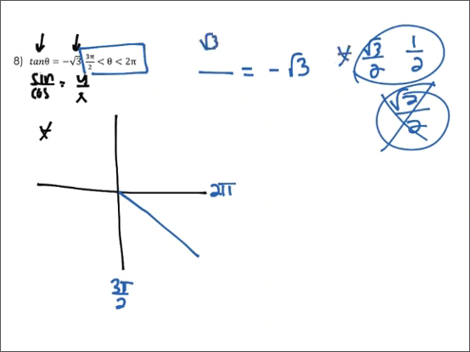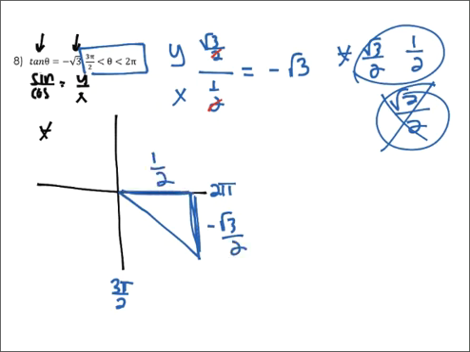So I've got radical 3 over 2 and 1/2. Those 2's cross out, so then I get radical 3. But I know I need it to be negative. So I need my y value to be radical 3 over 2. Y values go down, so that's negative radical 3 over 2. My x value is 1/2. So from there I can try to figure out what theta is.